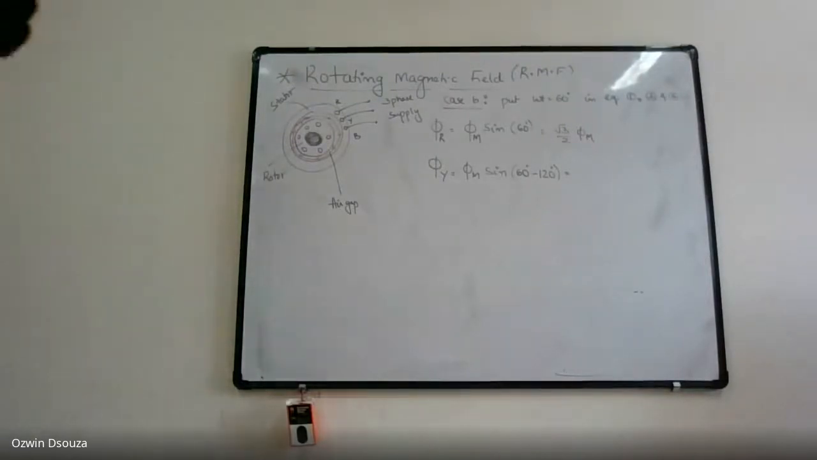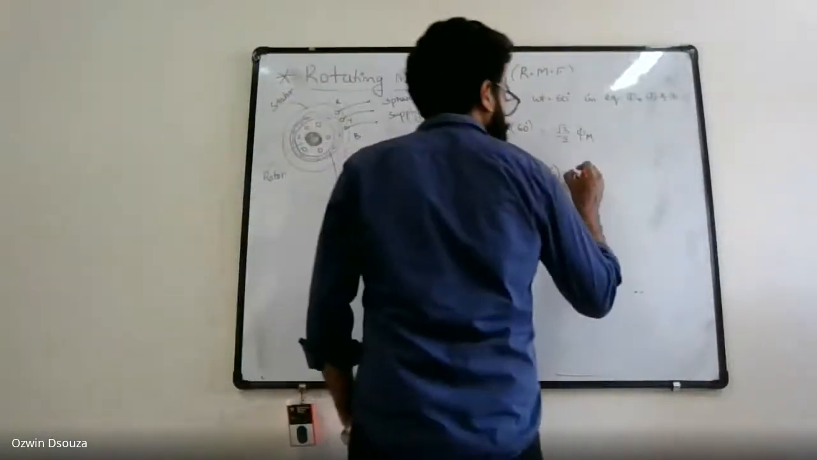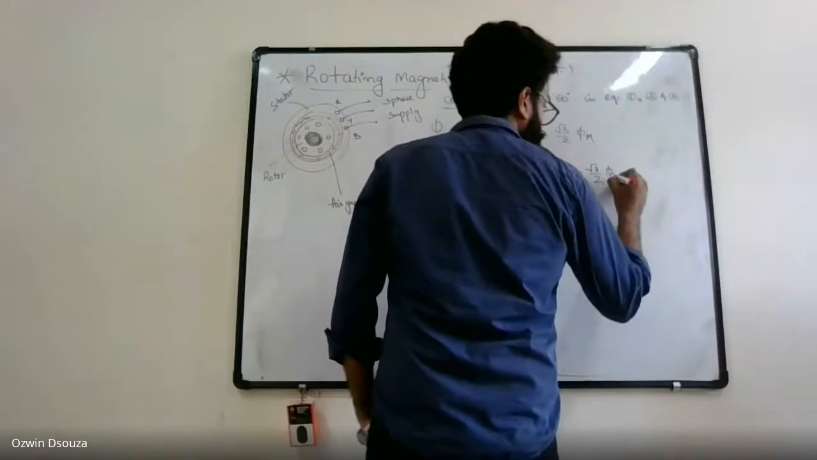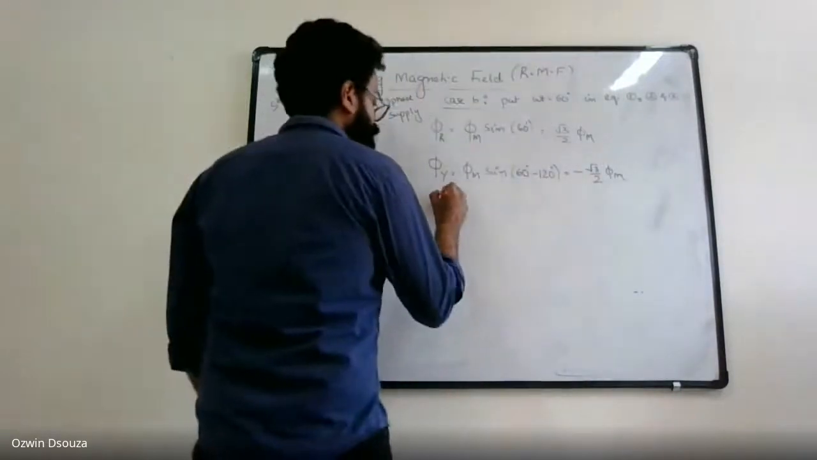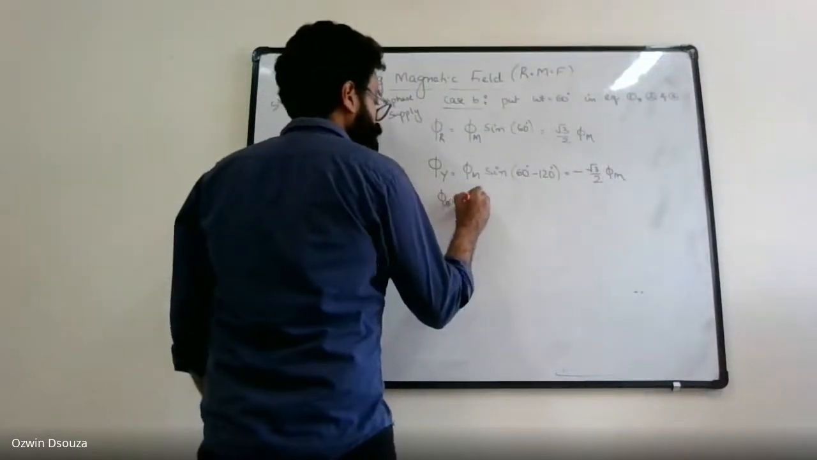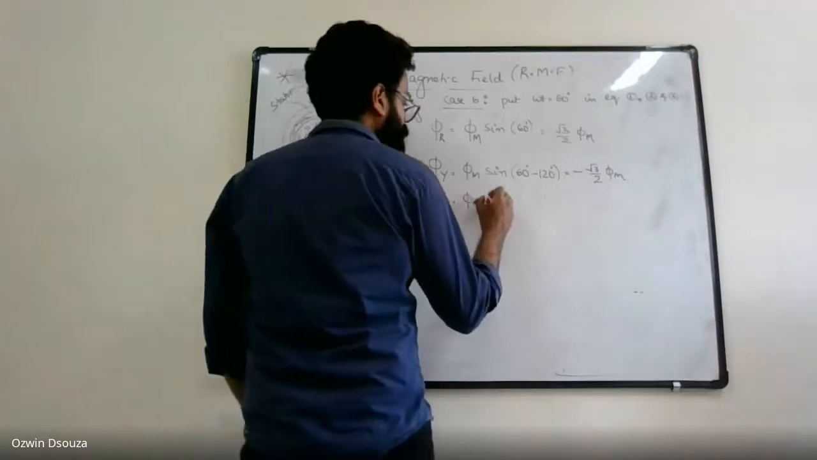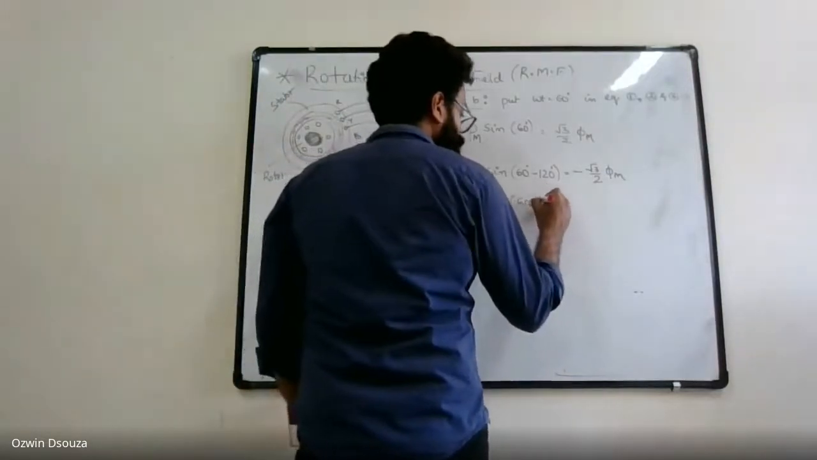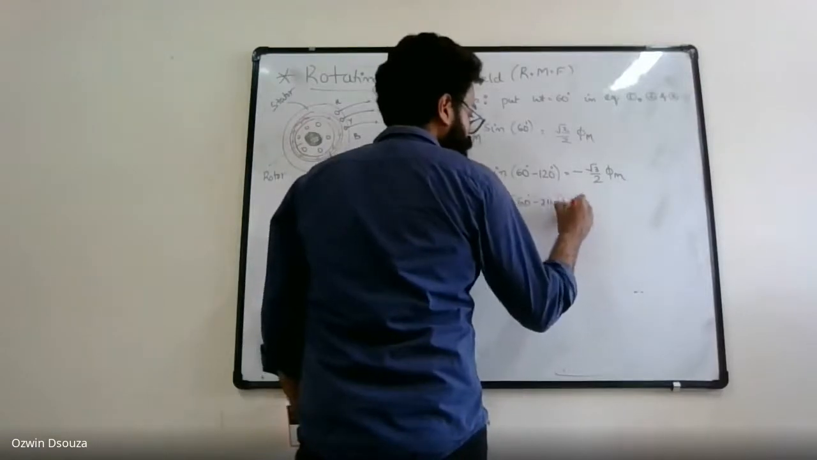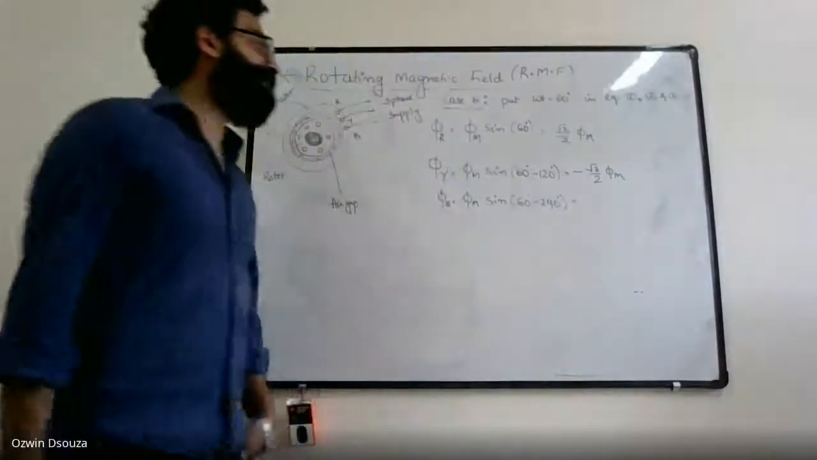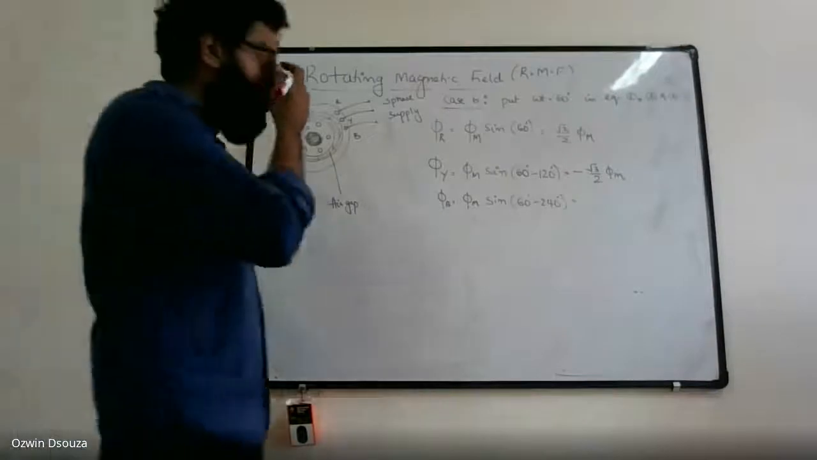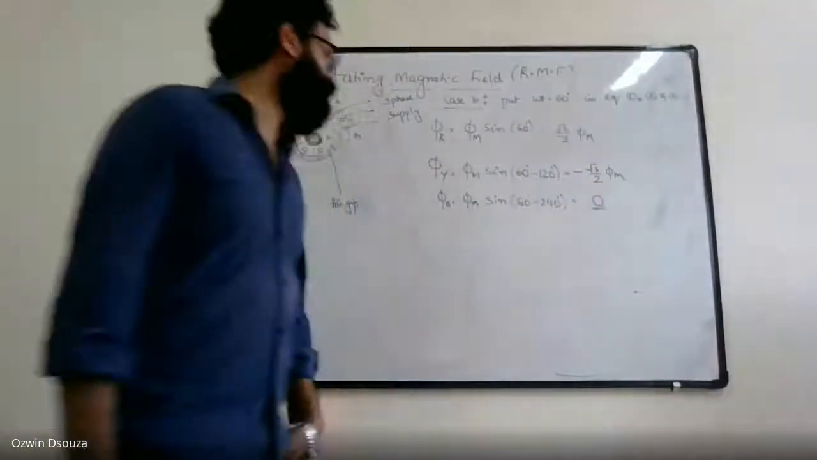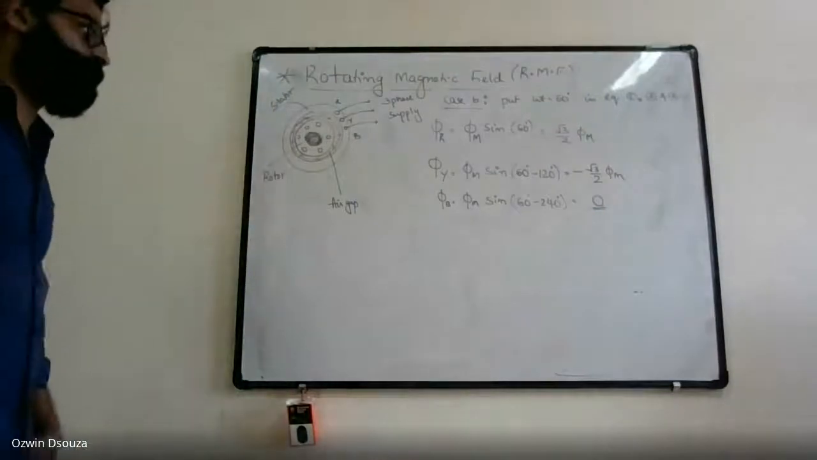And that is minus root 3 by 2. And phi b. So phi b is phi m sine of omega t minus 240 degree. Okay. So 240 minus 60 is 180. Sine 180 is 0. So you'll get phi b is equal to 0.